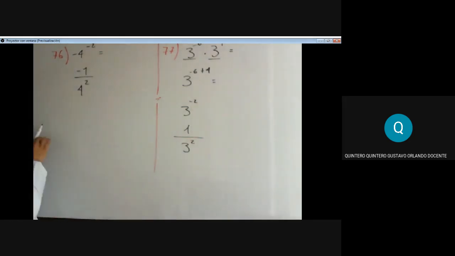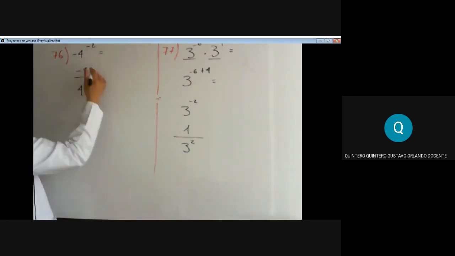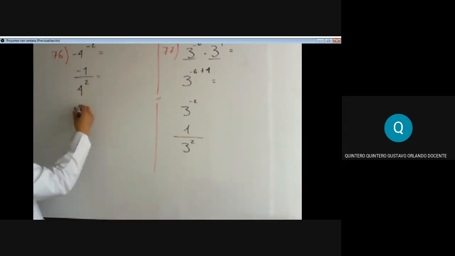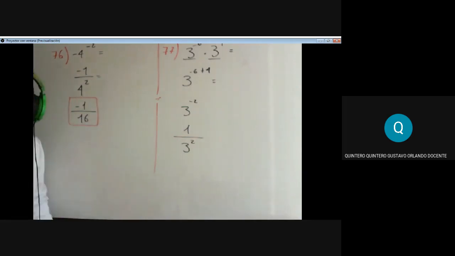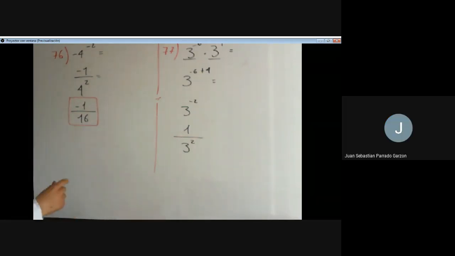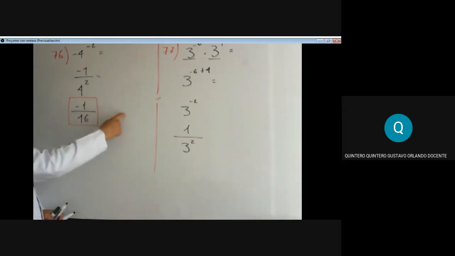Solution: -1 over 4 to the second power. Oh, no, we can solve 4 to the second power, right? We know how much that is. -1 over 4 to the second power will be -1 over 16, and this will be the final answer. Now, if you have access to a calculator or maybe you like dividing, you can do 1 divided by 16 and write the decimal.